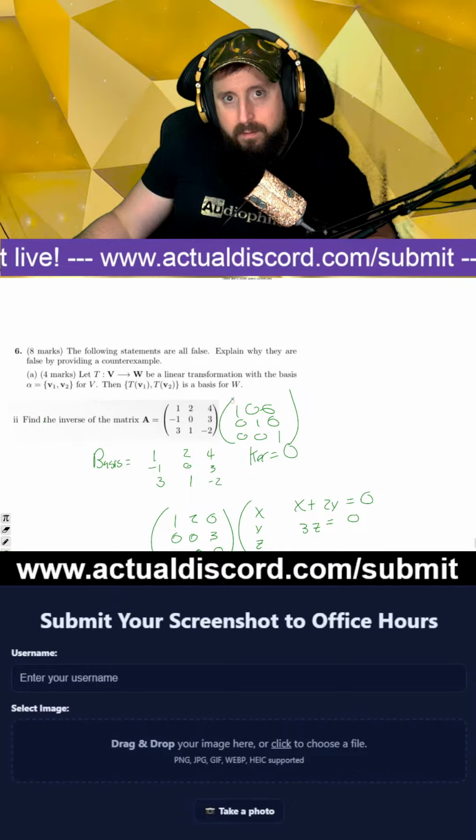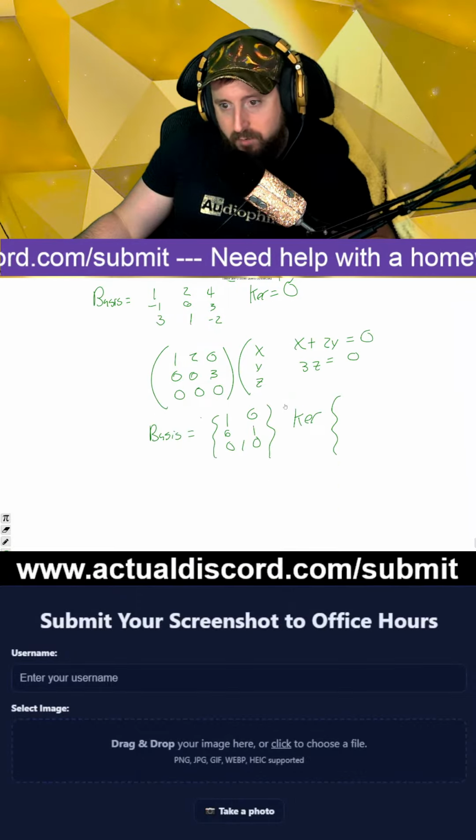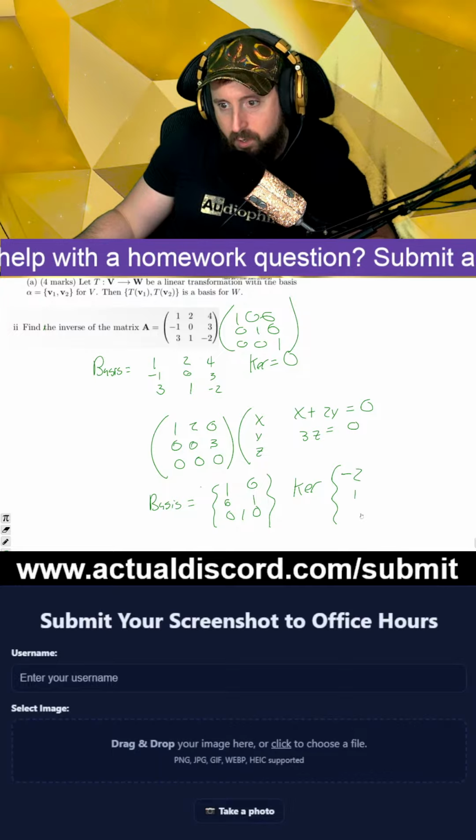Yeah, Ansh says, kernel is a set that maps the elements to the identity of the codomain. Right, okay. So yeah, in this case, -2, 1, 0 is the kernel.